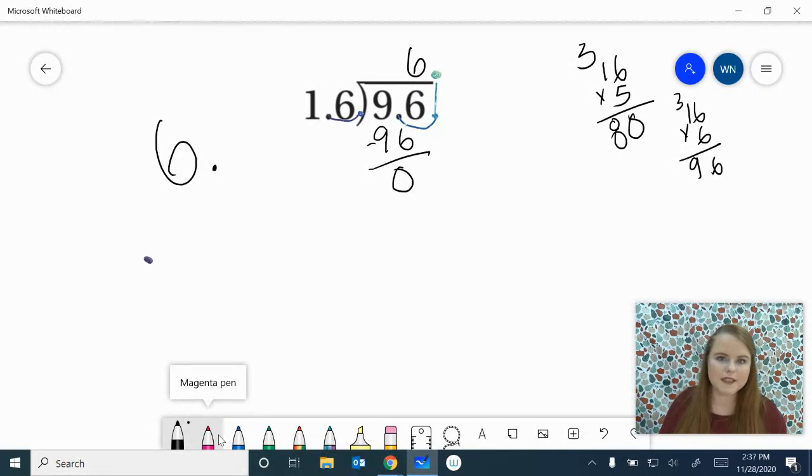Now remember, if the decimal point is after the number, you don't have to have it. Your answer is just 6. I hope you caught that.